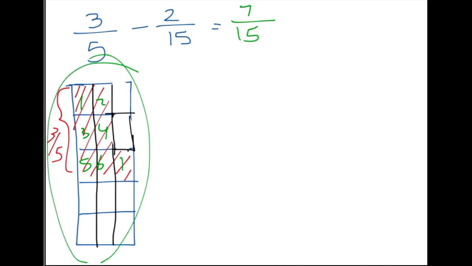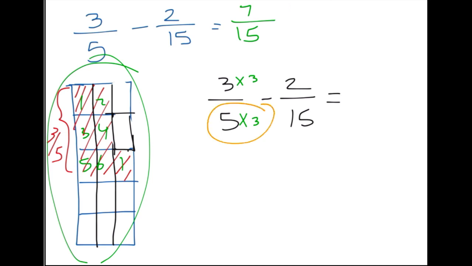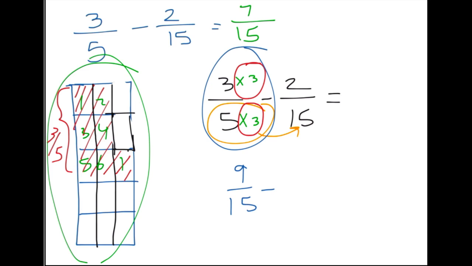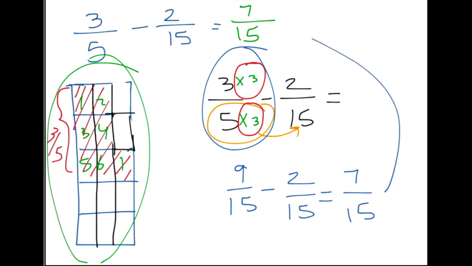Now let's do it arithmetically, see what happens. Well, again, I don't have the same denominator, but I need to have the same denominator, so I will multiply this one by 3 and this one by 3. How do I know I have to multiply by 3? Because I know that 5 times 3 is 15. And then, of course, whatever I do on the bottom, I have to do the same thing on the top. Whatever I multiply with the denominator, I have to do the same thing with the numerator. This here gives me 9 over 15 minus 2 over 15. The answer is 7 over 15, which is exactly what we predicted.